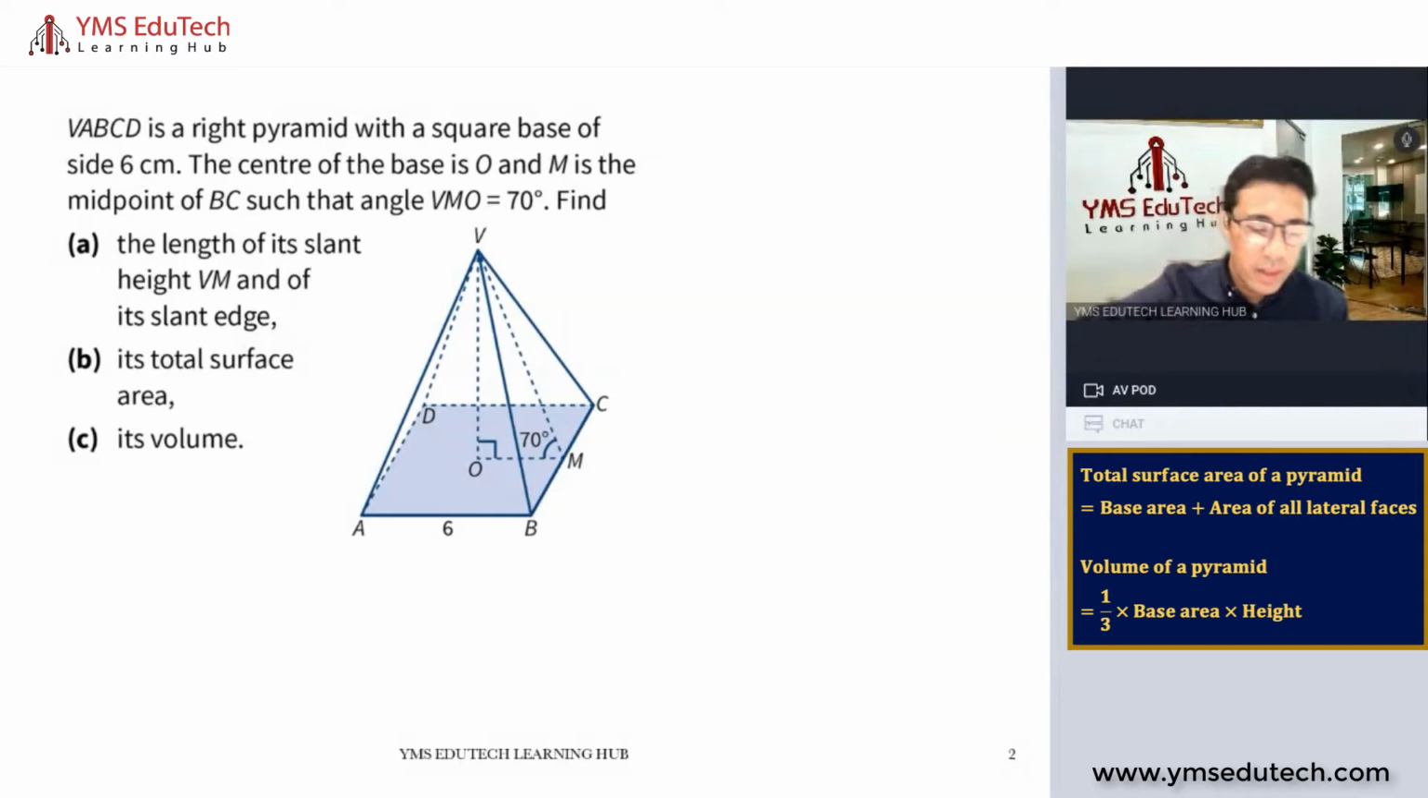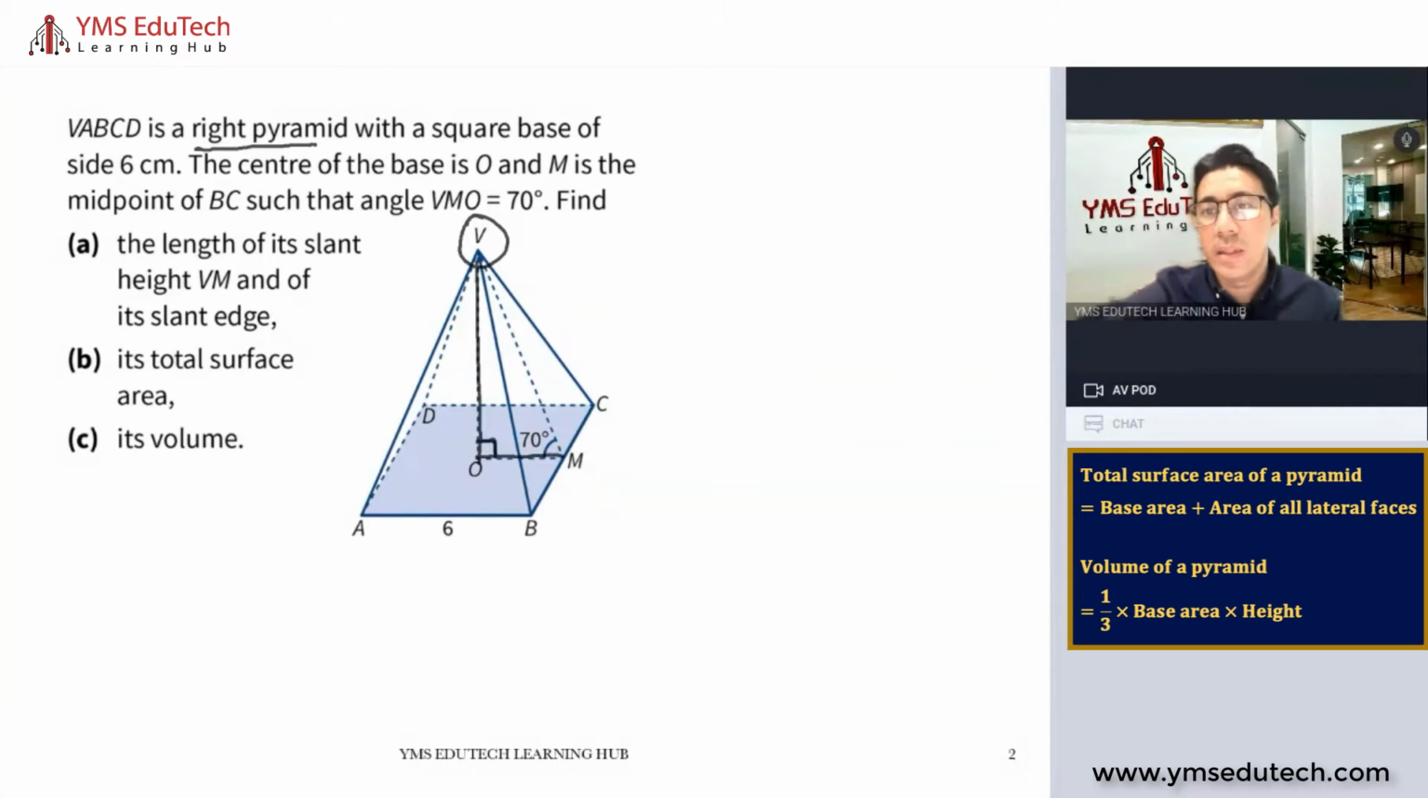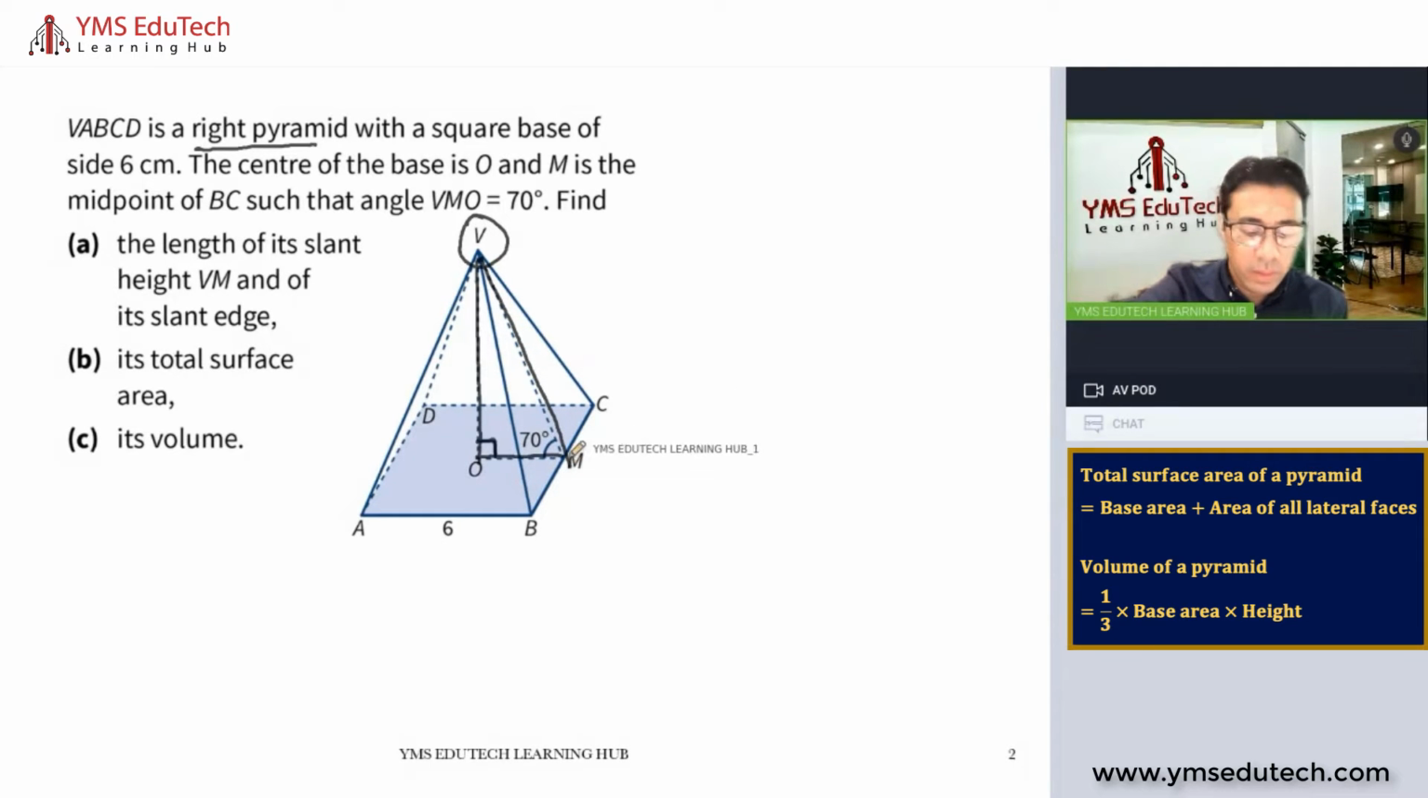First, always check that all the information is being written in the diagram. And in this case, yes, a right pyramid means the vertex V is directly above the center of the square base and it is perpendicular to the base. So that's why you have 90 degrees. And the angle VMO is 70 degrees. So from the vertex to the point M to O, you have a right angle triangle with one of the corner to be 70 degrees.